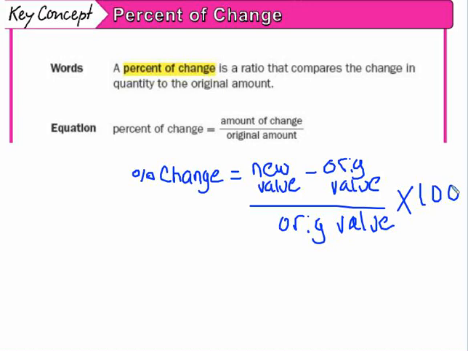Alright, the same is true for a percent of error. If I estimate a value and I obtain a different value and I carry out the experiment or whatever the case might be, my estimate is going to be my original value. My new value is going to be what actually happens, and again, the estimate is going to be the original. So let's do some examples.